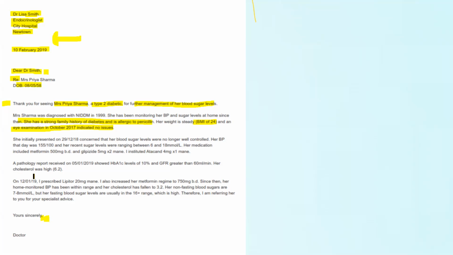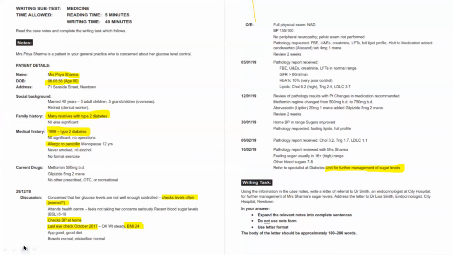Okay, after that, Dr. Anas. She initially presented on 29/12/1989, concerned that her blood sugar levels were no longer well controlled. Her blood pressure that day was 155/100, and her recent sugar levels were ranging between 6 and 18 millimoles per liter. Her medications included metformin 500 milligrams per day, and glipizide 5 milligrams twice a day. I instituted another medication, 4 milligrams once a day.